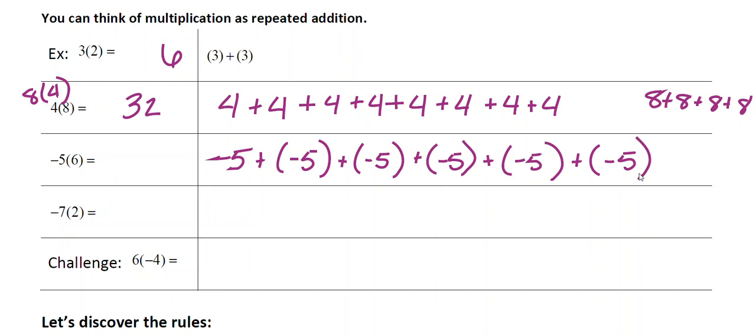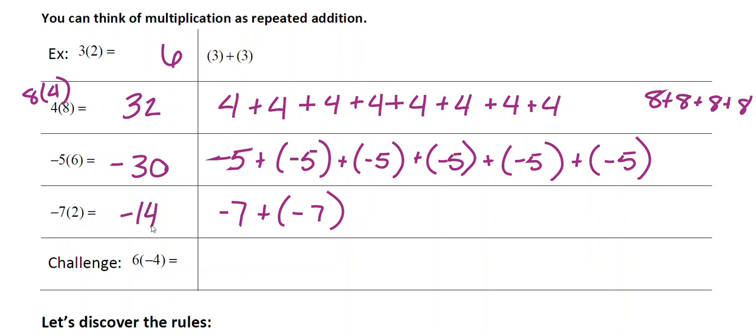And in order to find this solution, if I owe somebody $5, and then I owe them another $5, and another $5, and $5, and $5, and $5, I'm eventually going to end up owing them negative $30, because I don't have anything positive there. Same thing with the next one. If I do negative 7, I'm going to write it out 2 times and add it together. And that means I owe someone $7 and I owe someone another $7. So I end up with a solution of negative $14.